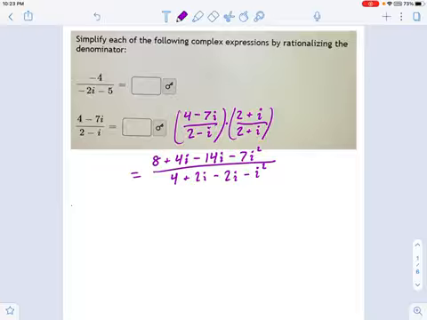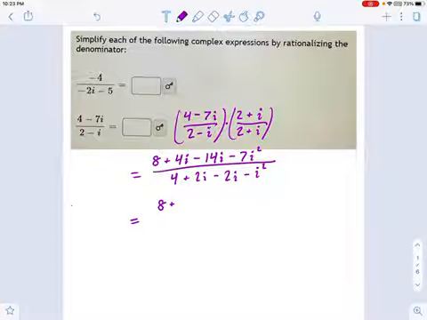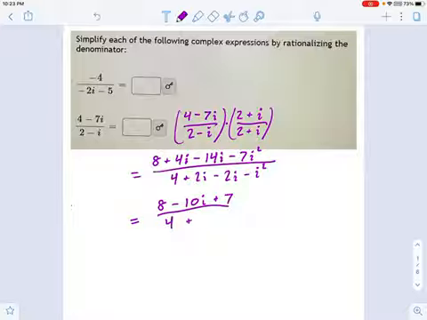Okay, so now let's talk about simplifying some things here. First of all, the 2i and the minus 2i, those are going to be great. Those just disappear. Let's simplify what we have. 4i on top minus 10i, so that'll be minus 14i. That'll be 8 minus 10i on top. And then minus 7i squared, because i squared is just negative 1, this turns into plus 7. And then on the bottom, we have 4. 2i minus 2i cancels out. And then minus i squared is just plus 1.